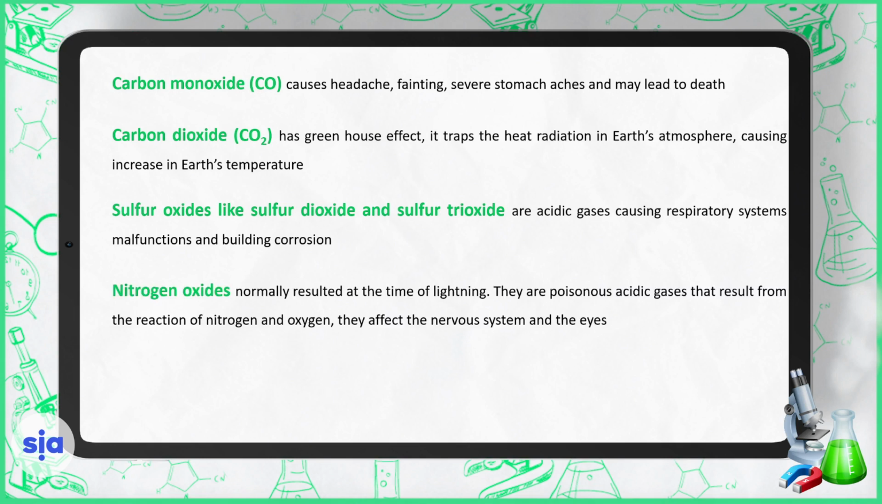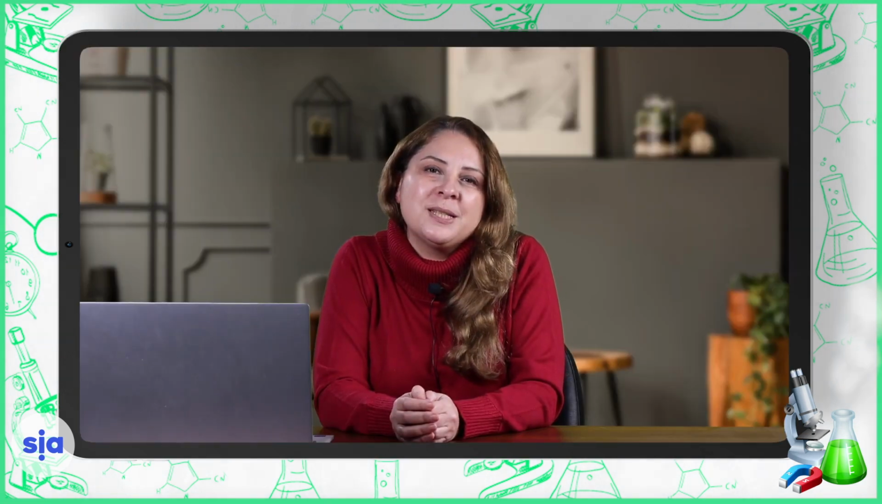Nitrogen oxides normally result at the time of lightning. They are poisonous acidic gases that result from the reaction of nitrogen and oxygen, and they affect the nervous system and the eyes. Now it's time for questions.